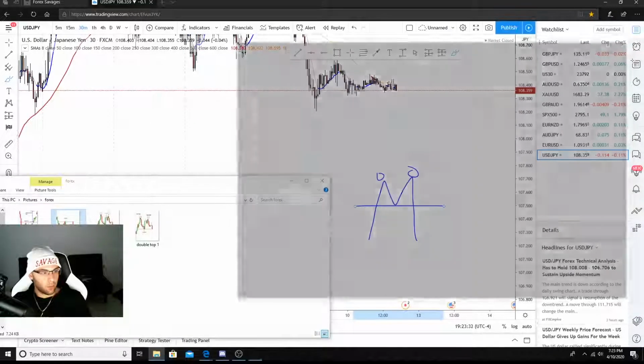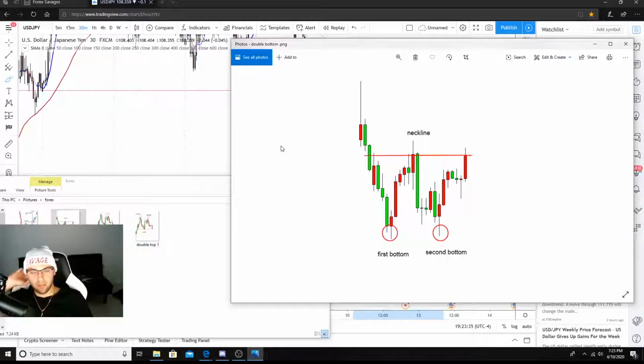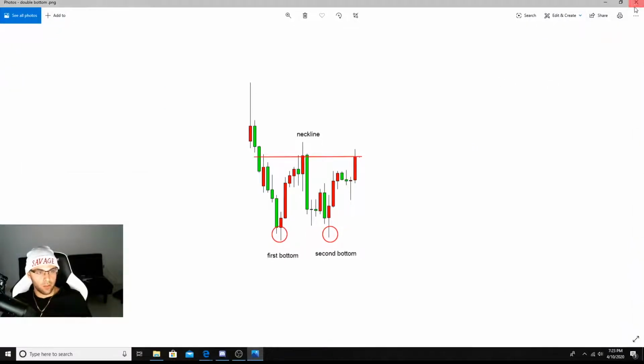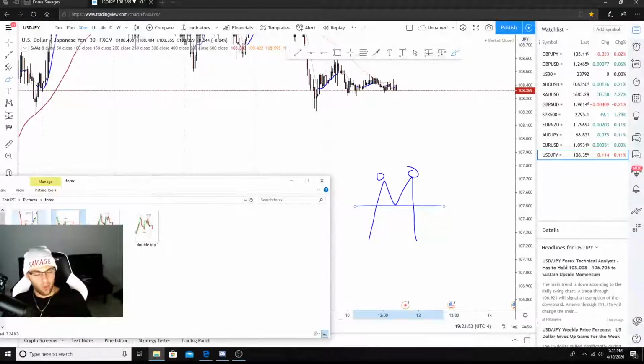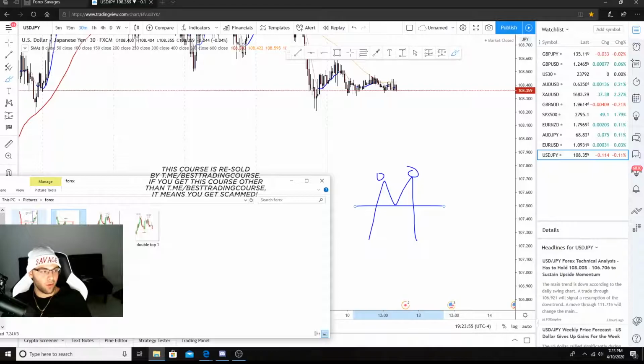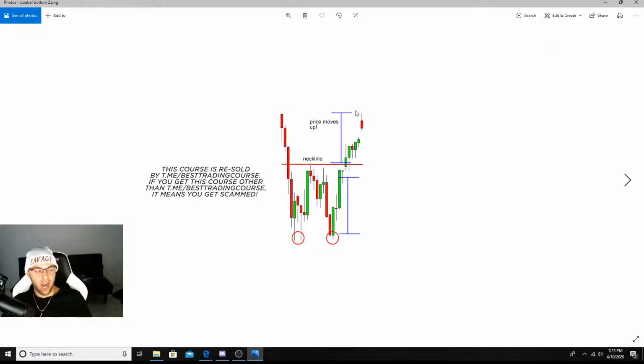Now let's go to the double bottom. The double bottom is basically the same thing, except it forms a W. So you have the first bottom, the second bottom, and then the neckline. Just like the double top, if we break the neckline, price will 100%, just kidding, almost 90% of the time, continue to skyrocket.